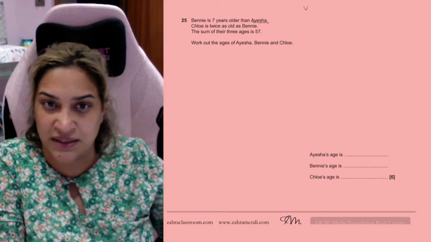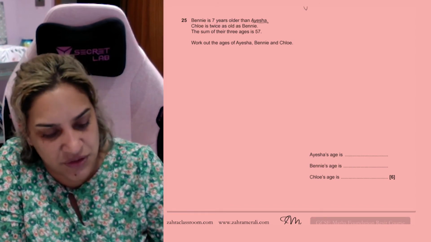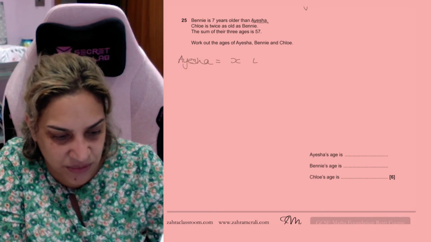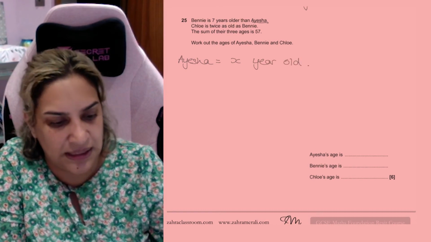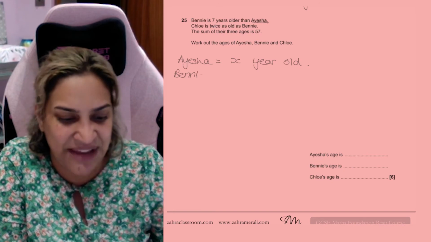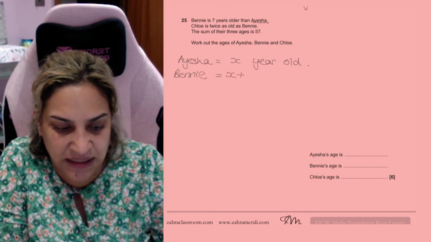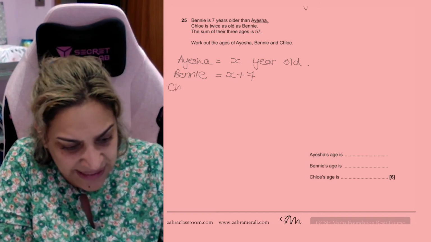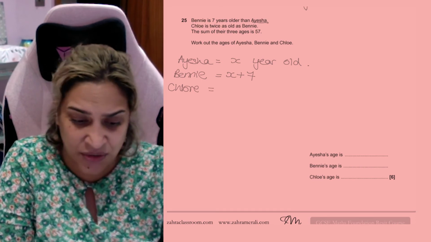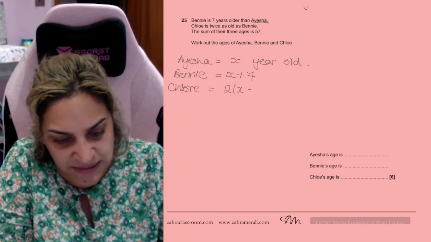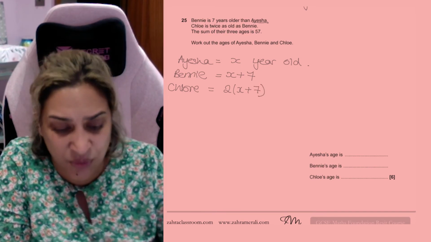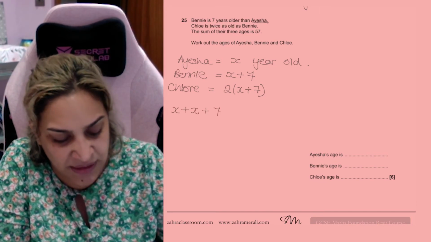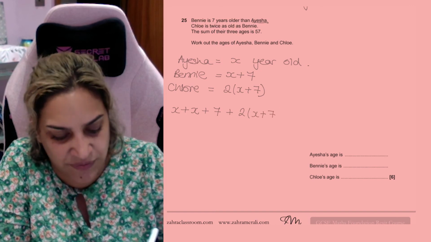So as soon as you know who's the youngest, that's going to become your x. So we're going to say Aisha equals x years old. And so Benny is 7 years older than her. So he or she is x plus 7. And Chloe is 2 lots of Benny, because she's twice as old as Benny. So 2 lots of x plus 7. And then when we add them all up, we get 57. So we know if we do x plus 7 plus 2 lots of x plus 7, we get 57.